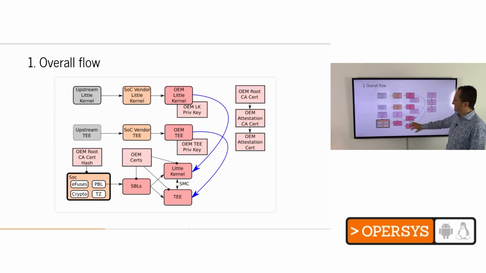Same thing with the trusted execution environment. I put this upstream TEE, the trusted execution environment, which is the environment running on TrustZone, in dashed lines, because we'll see later it gets a bit more complicated. There's no single upstream TEE. It is used by the SoC vendor, or the SoC vendor may even have their own. At least one SoC vendor has theirs. Then the OEM gets the trusted execution environment from the SoC vendor and signs it with their own private key. Again, this is something the secondary bootloader is able to check.